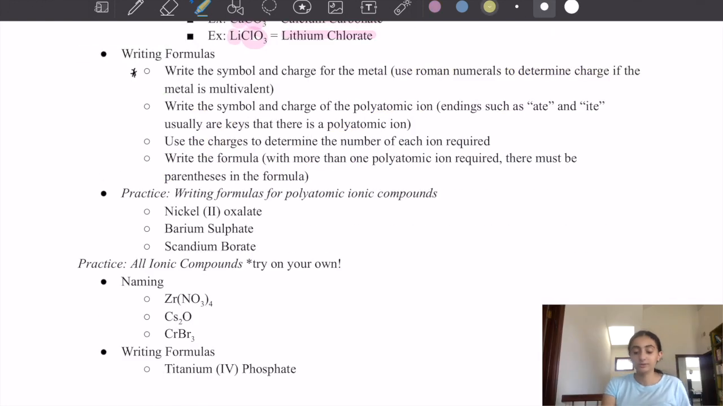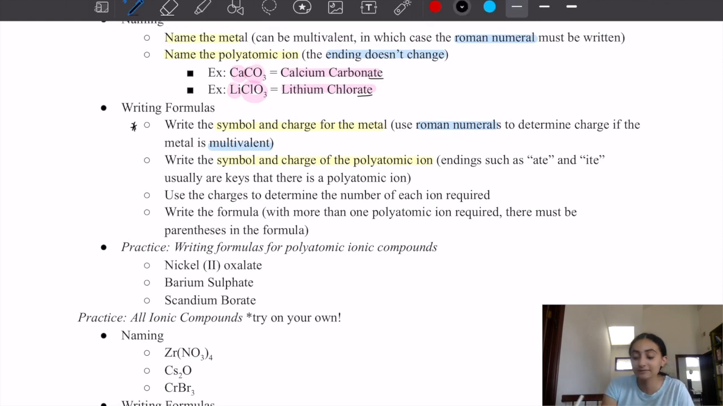Okay, so for writing formulas for polyatomic ionic compounds, we first start with writing the symbol and the charge for the metal. And if you have a multivalent metal, you are going to use Roman numerals to indicate the charge. And then you are going to write the symbol and the charge of the polyatomic ion. And you'll know that it's a polyatomic ion because the ending of the name will be something like "ate" or "ite." And that's usually a key. There's a polyatomic ion. There are instances such as hydroxide that do not have the ending of "ate" or "ite," and you just need to know that that is a polyatomic ion.